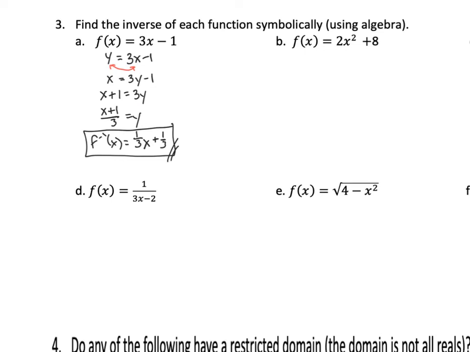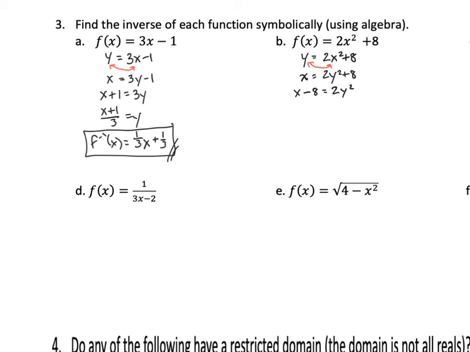So if we take a look at problem B, again, replace f of x with y. Switch your x and y values. We have x is equal to 2y squared plus 8. I'm going to subtract 8 on both sides.